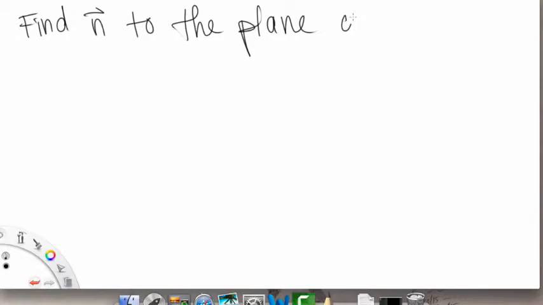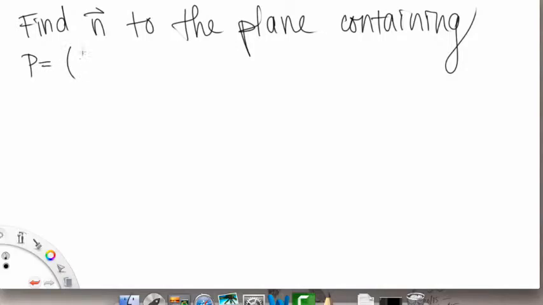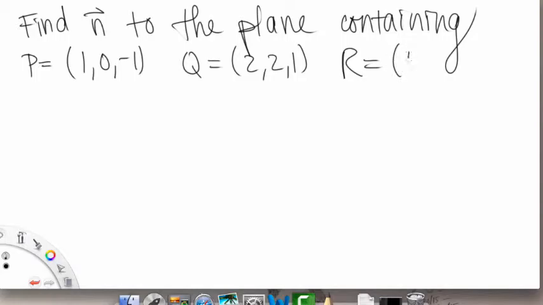Okay, so let's actually do an example of that. That might be easier to explain if we do a calculation. So what we're going to do is find a normal vector, find N arrow to the plane containing the following, and I'll give you a few points here. We have a point P that's (1, 0, -1). And we have a point Q, which is (2, 2, 1). And we finally have a point R, which is (4, 1, 2). That's a 2, sorry. 2 there.